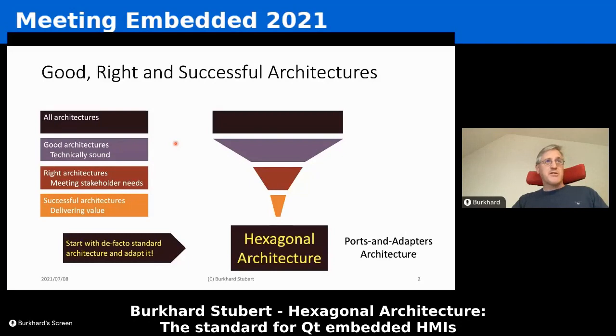And what are the main characteristics of an architecture? So you see that on the left-hand side. It should be a good architecture. It should be technically sound. It should be the right architecture, meeting stakeholder needs, and it should be a successful architecture, meaning it delivers value to the customer, or to the company who builds the Qt embedded HMI.